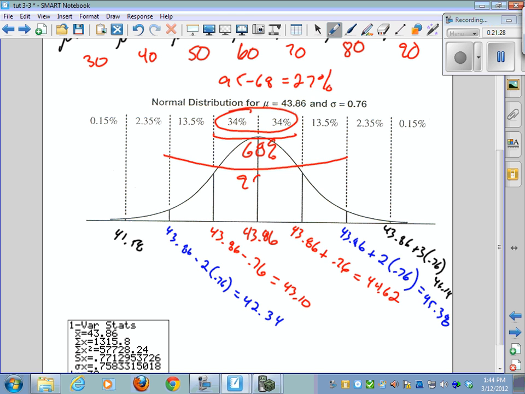These four add up to 95%. And I went too far on this one here. These ones here add up to 99.7%. Okay? So that's where these numbers come from up here. If you add those all up, you get 99.7. They're always going to be the same.